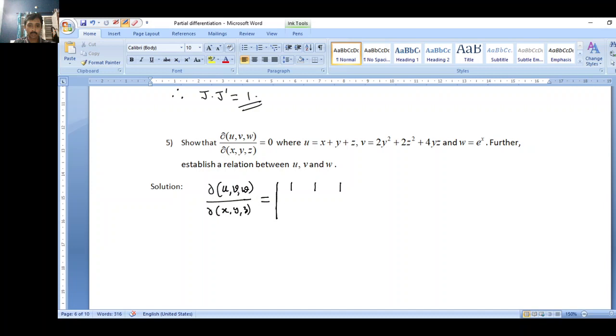Okay, so next row, dou v by dou x. What is dou v by dou x? As you can see here, there is no x term at all in v, so this will be 0. Okay, what is dou v by dou y? Dou v by dou y would be 4y from this, and then this is 4z. Correct? Right. And when you go for dou v by dou z, what will be dou v by dou z? Once again, this would be, let me show 1 minute.